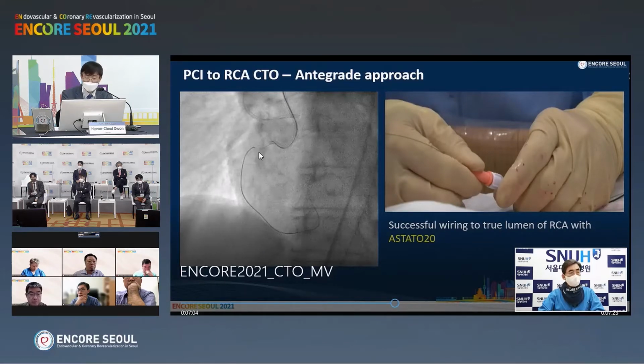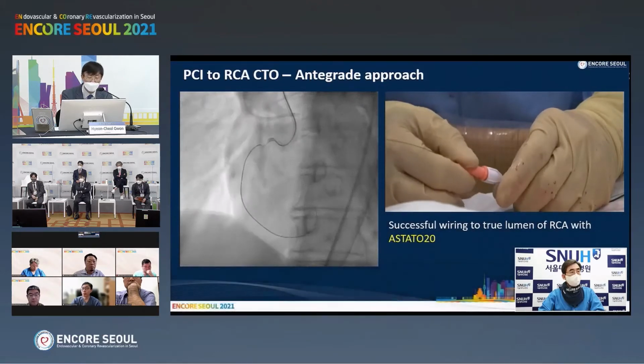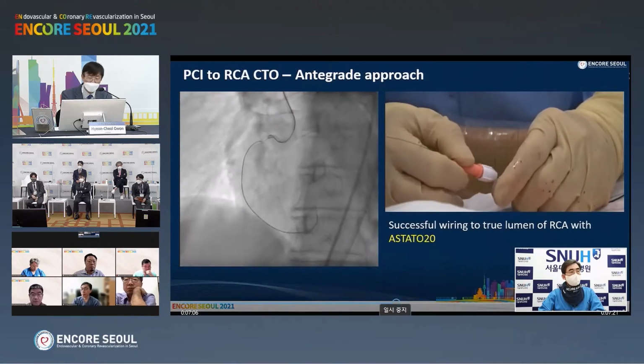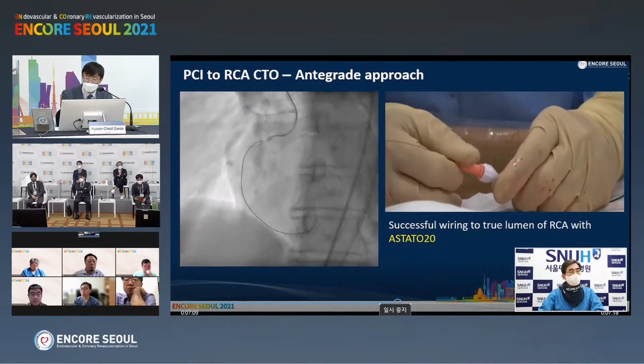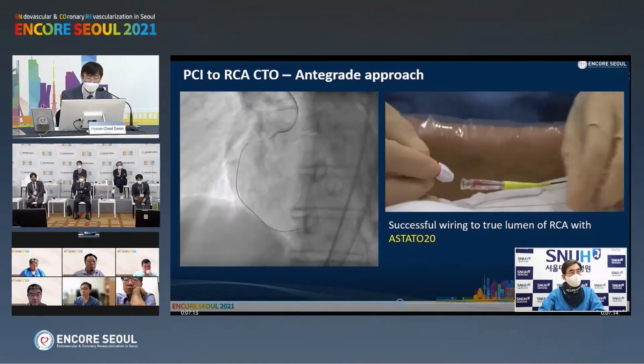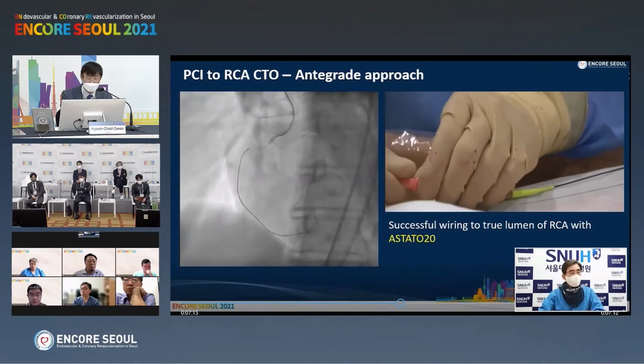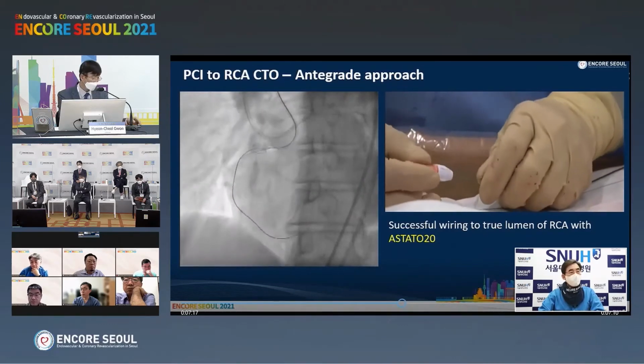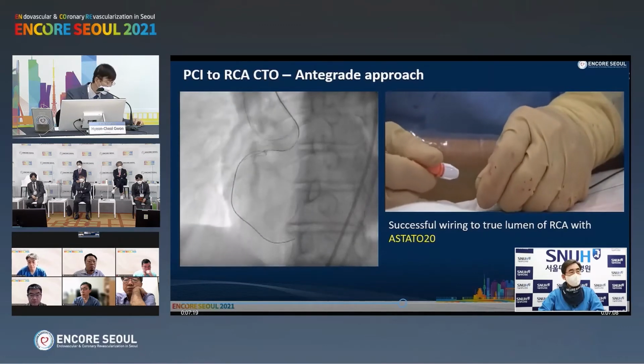Okay. You try to get the wire out of the RCA ostium into the aorta, right? Yeah. Hopefully into the antegrade guiding catheter. But at least I was able to put the wire into the aorta.